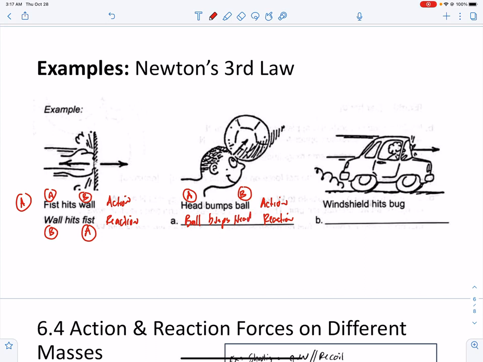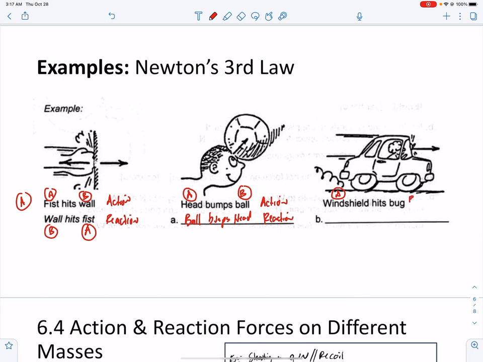Not too bad. Here we have windshield hits bug. Object A is windshield. Bug is object B. This is our action. Our reaction is what? Go ahead and try that on your own. Bug hits windshield.